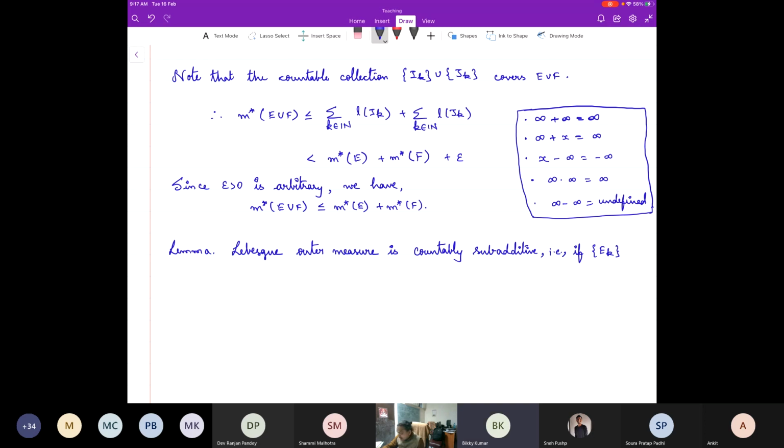Okay sir, got it. Right, for any finite number x, if you add infinity, it is going to be infinity. If you subtract infinity, it's going to be minus infinity. So infinity minus infinity is undefined.